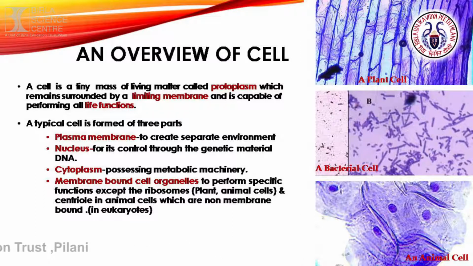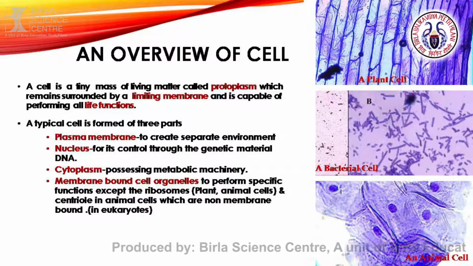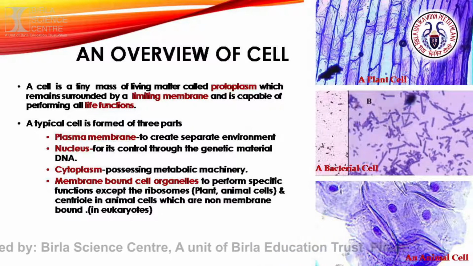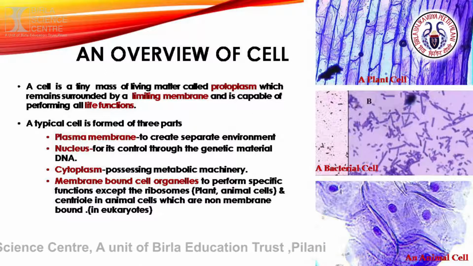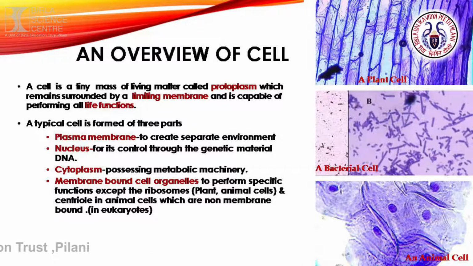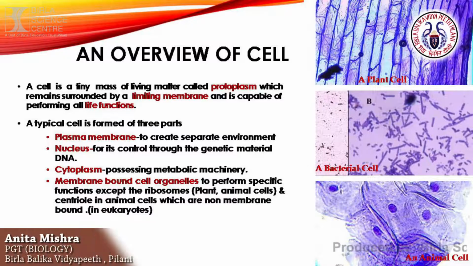So what does a typical cell have? There are three major things present in a typical cell. The first one is the plasma membrane to create a space or environment of the cell. It limits the environment of the cell. Then next is the nucleus, which serves like the father of the family. It controls and coordinates all the tasks happening inside the cell. And how does it do so? It has got DNA, the genetic material. Through that it coordinates all the activities of the cell.